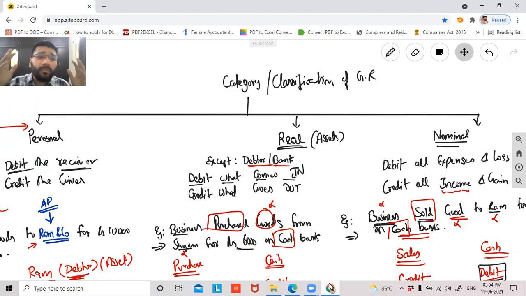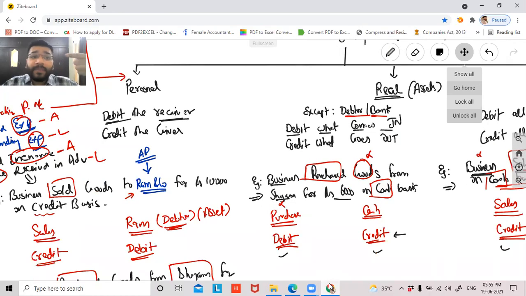So all the accounts which have the flavor of liabilities, plus the flavor of debtor and bank, will come under my personal account. Now guys, you have to understand why we excluded debtor from the real account. Debtor can be a natural person, or it can be an artificial person. If I'm selling goods to Ram, he is a natural person. If I'm selling goods to Ram and Co, it becomes an artificial person. Therefore we excluded debtors from the real account.